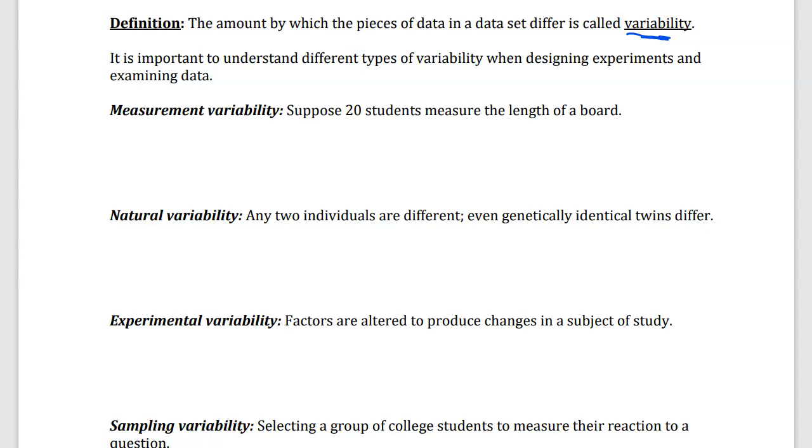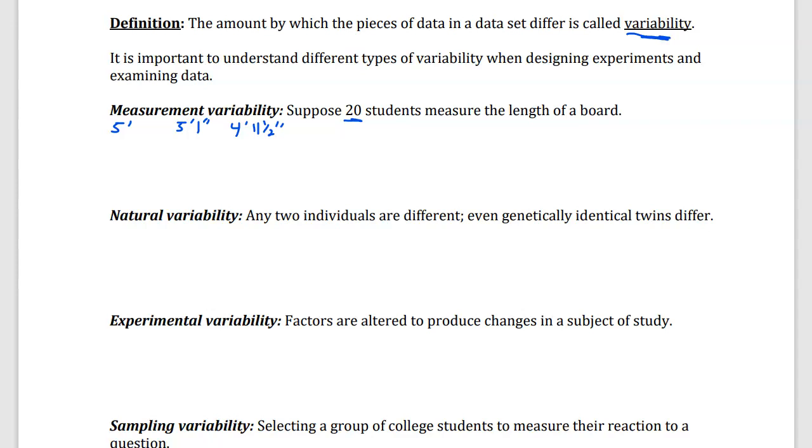Suppose 20 students measure the length of a board. Well, when you think about measurement, are all 20 students going to measure it exactly? Well, they might, but some of them might say that it's exactly 5 feet. Some of them might say that it's 5 feet 1 inch. Some of them might say 4 feet 11.5 inches. So it depends on how accurate they want to measure.